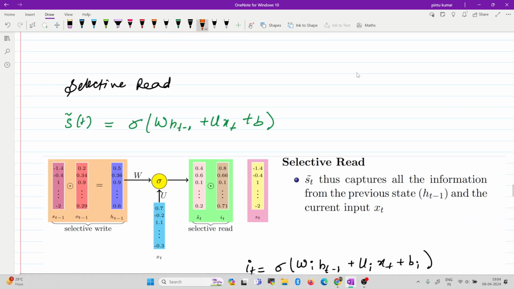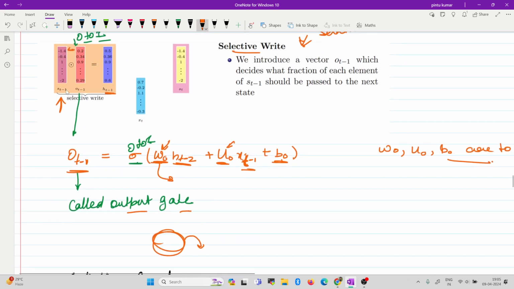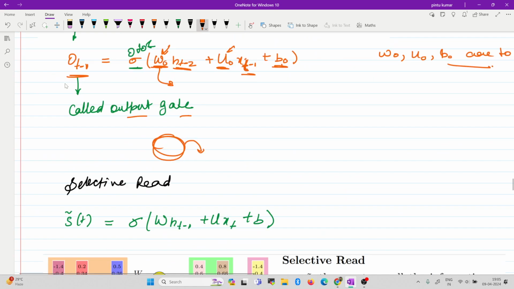Selective write. Sorry, selective read. What happened in selective read was whatever information is available with us, what do we want to do to it? Selective write was like what information you want to write from all the information that is given to you. So for that we applied the operation of s of t minus 1.